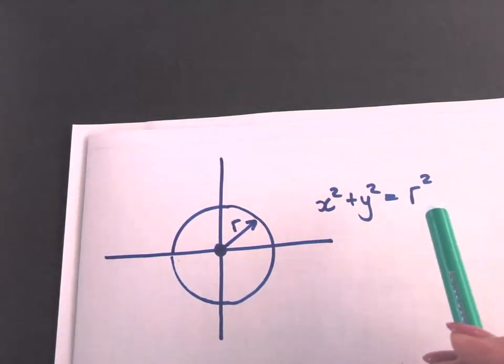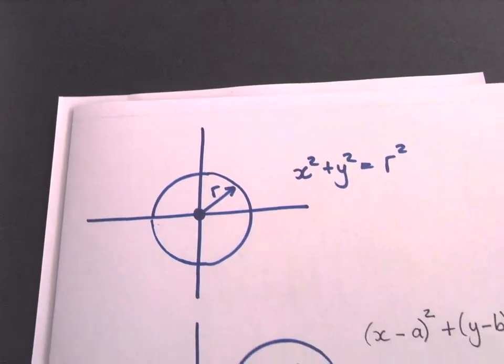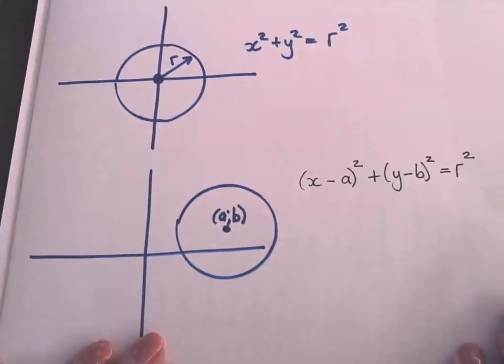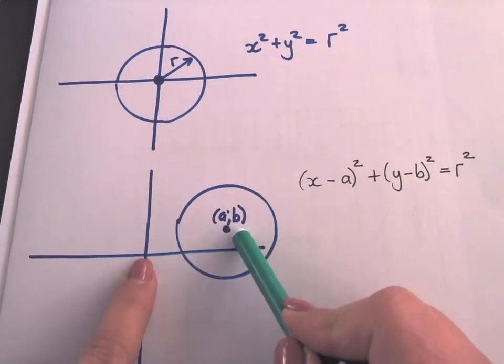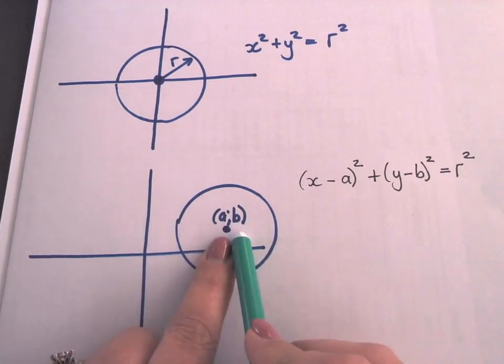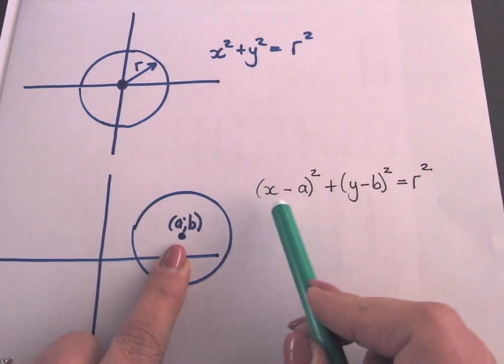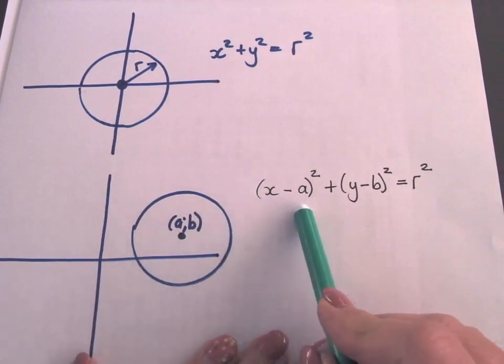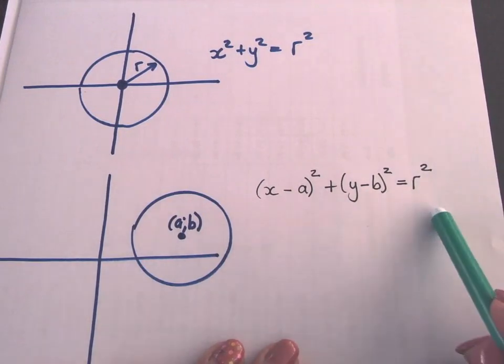The equation of a circle, and the circle has its center on the origin. Today we are going to look at what happens if we move our circle away from the origin, so the center is no longer at 0, 0. Then your center has a new coordinate, A, B. And the equation for a circle that's not on the origin is x minus a squared plus y minus b squared equals the radius squared.